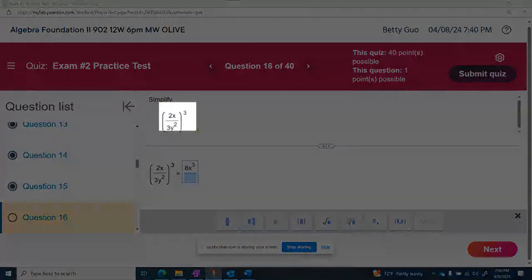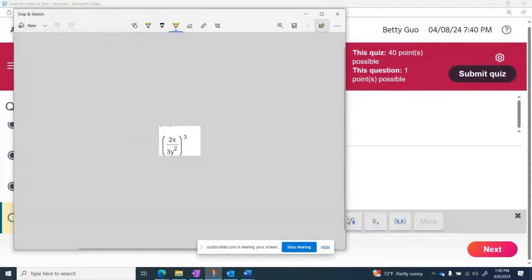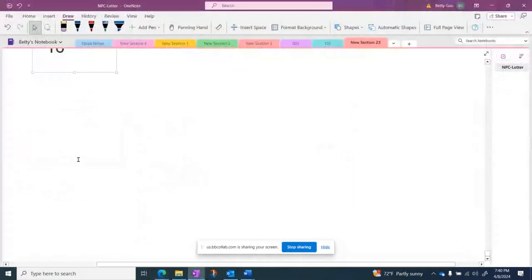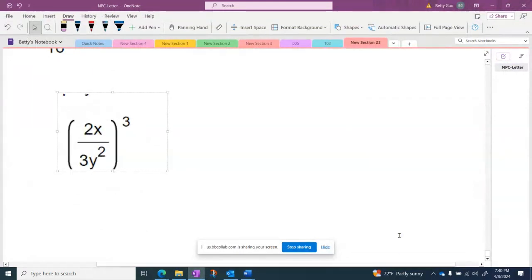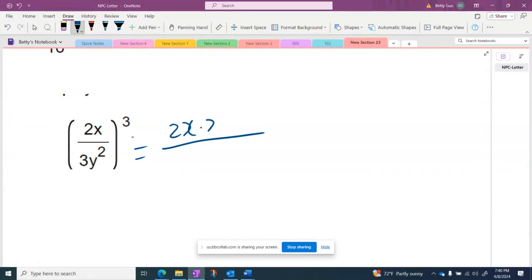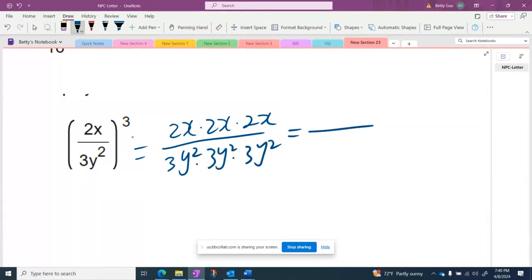Let me not rush. So basically, the numerator is 2x times 2x times 2x. Same with the denominator. 3y squared times 3y squared times 3y squared. So the numerator, 2 times 2 times 2, 8. X times x times x, x cubed. Denominator, 3 times 3 times 3, 27. You have a y squared. Y squared means y times y.